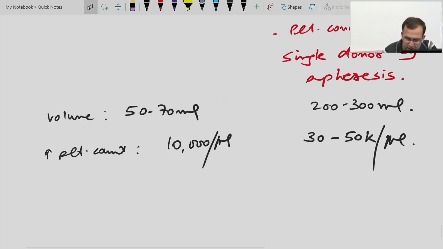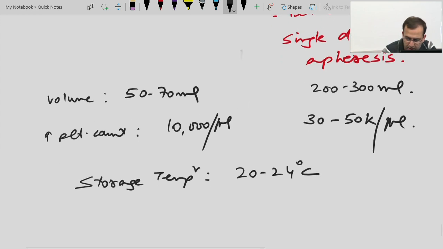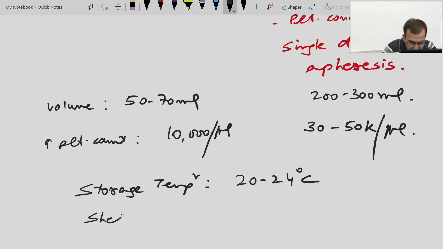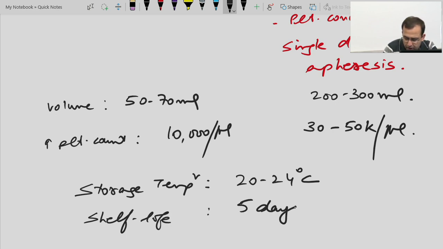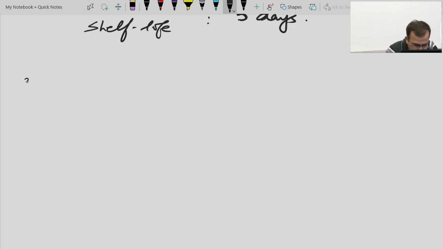Next point, storage temperature. The storage temperature and shelf life for both would be similar, obviously, because platelets are kept at room temperature, 20 to 24 degrees Celsius, and they have a shelf life of 5 days. Easy to remember: anything that is kept outside, which is not in the fridge, will decay after 5 days. So shelf life of 5 days. These are the platelets. Next, coming to the last two, which are the main ones, that is FFPs.